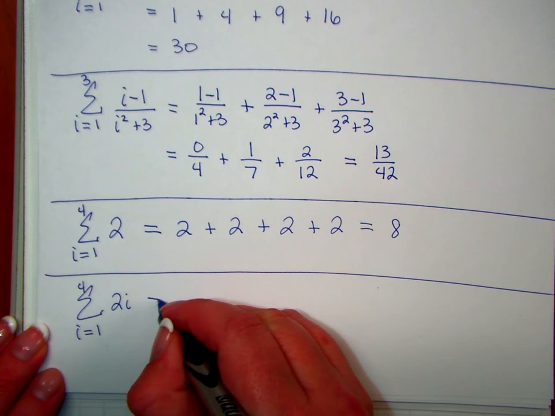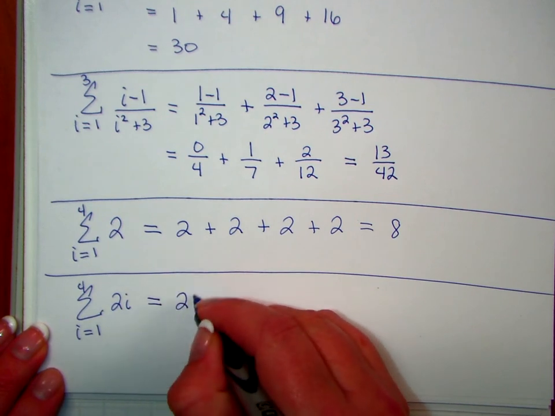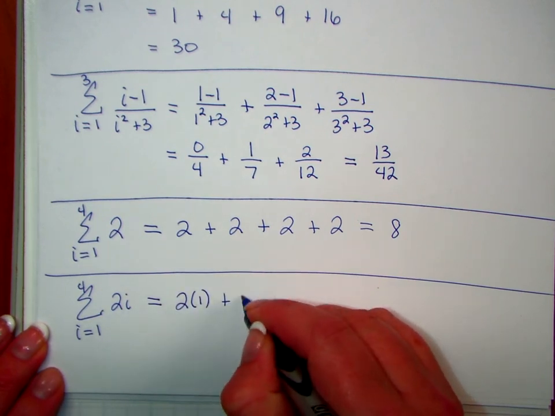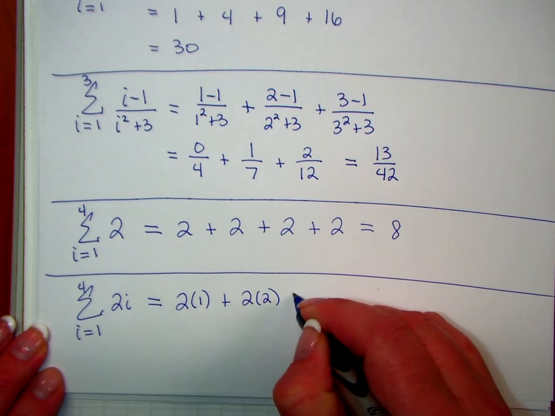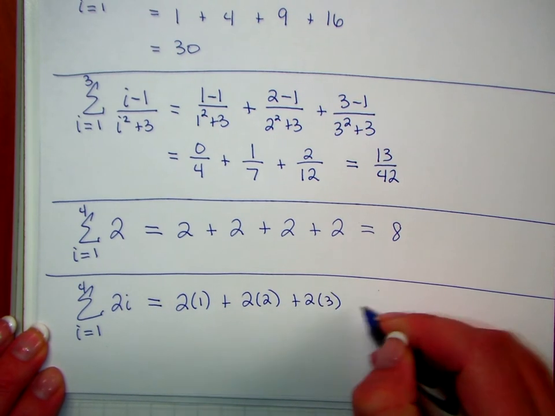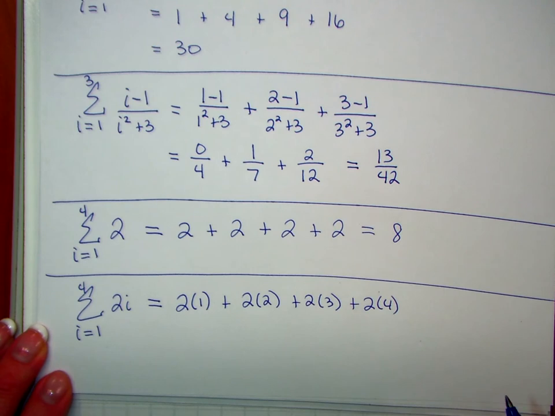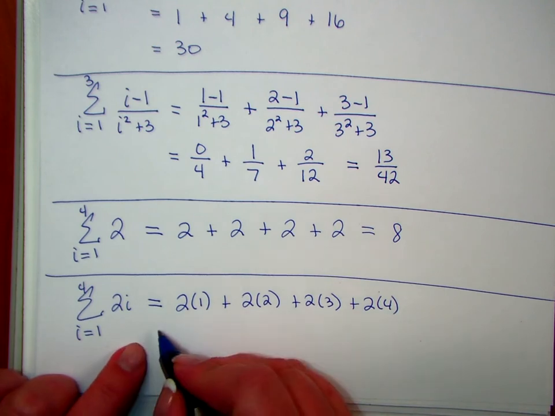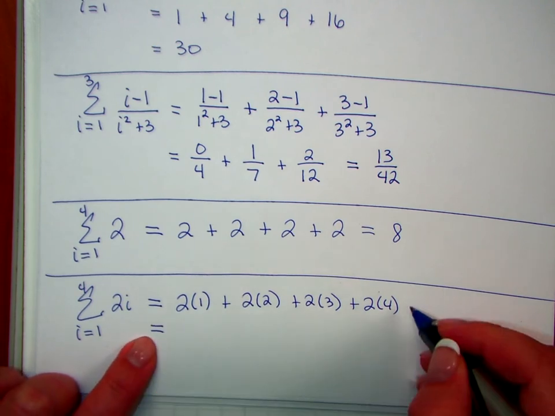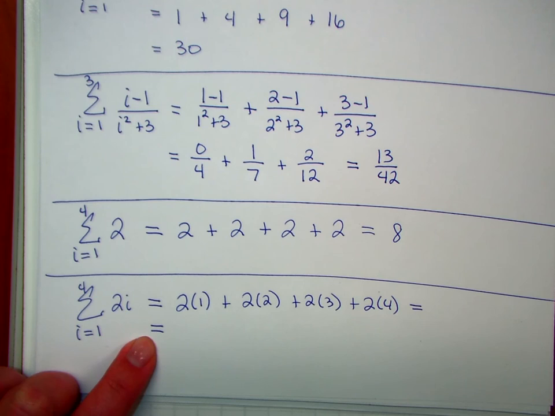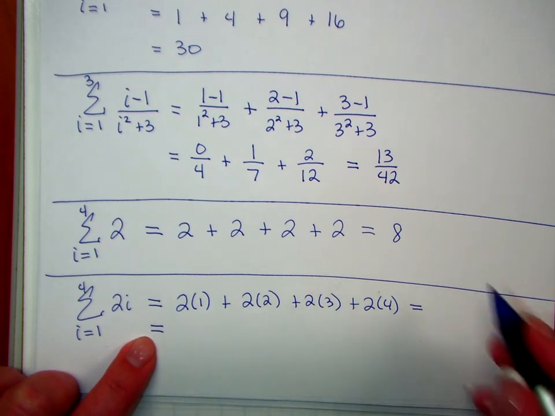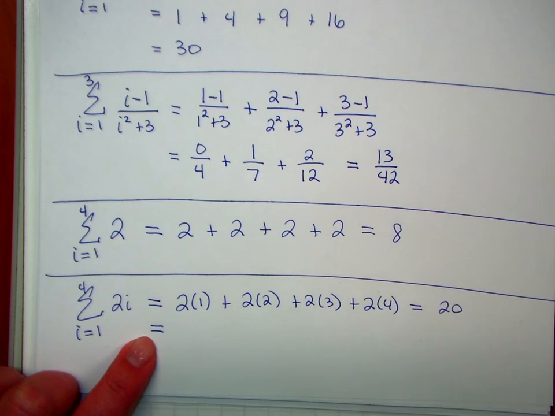So if we enumerate this, we're going to get 2 times 1 plus 2 times 2 plus 2 times 3 plus 2 times 4. Notice, if you will, we could add this up. We would get 2 plus 4 is 6, 6 plus 6 is 12, 12 plus 8 is 20. We would get 20, right?